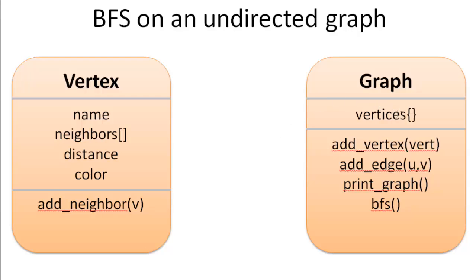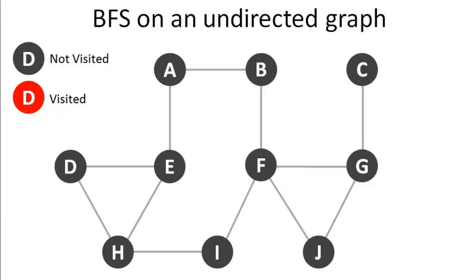In our graph class, we need to store all the vertices. We're going to store those in a dictionary object, and we'll explain that in a minute. So we have a function to add a vertex. It takes a vertex object. We'll add it to this vertex dictionary. We have an add edge function that takes the letter name of the vertex at either end of that edge, and then a print graph function and a breadth-first search function. For color, we're just going to use red for visited and black for not visited.